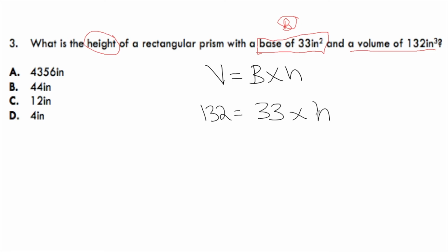Now, how do we find h? We have to think all the way back to the beginning of the year when we talked about equations. Our goal with an equation is to isolate the variable. How am I going to isolate this h on this side? What would I need to do?